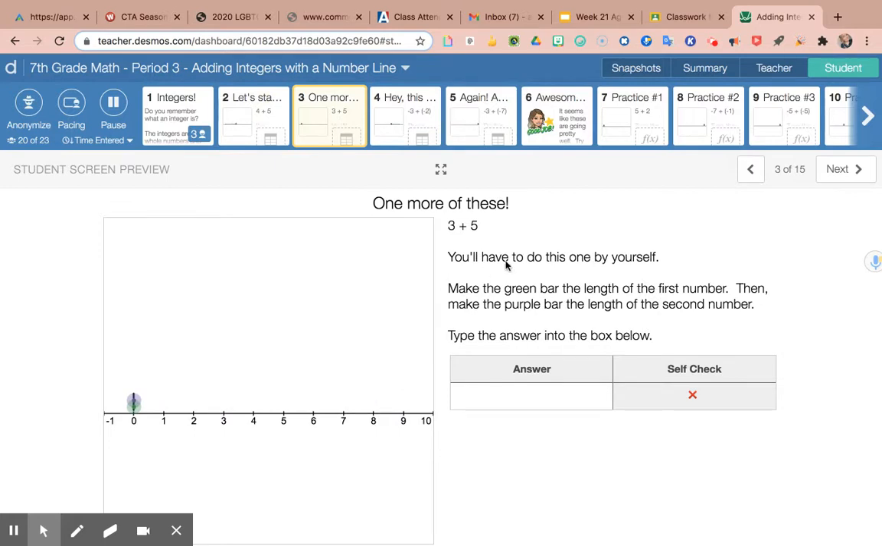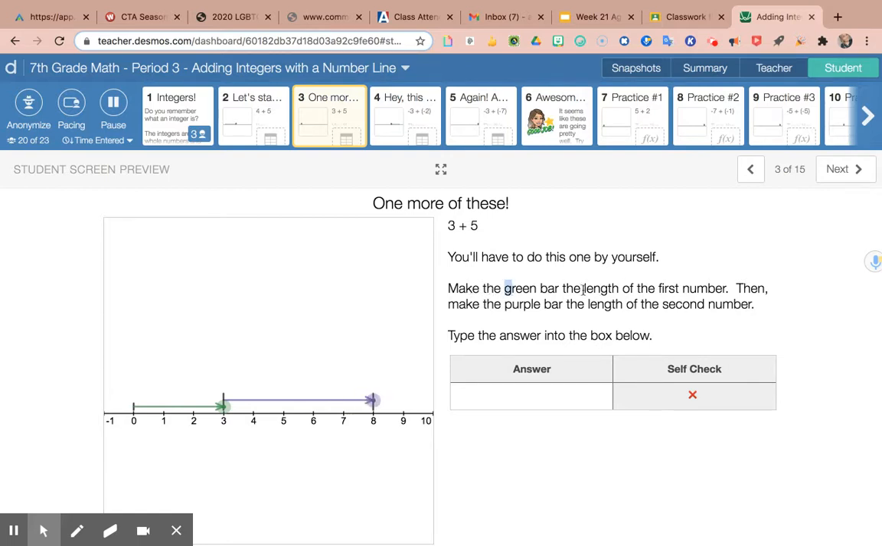For number 3, you'll do it again. So the green dot will move 3 to the right, and then the purple dot, you'll have to move it over. Think of this as the plus, and this is 5 to the right because it's positive. So 1, 2, 3, 4, 5.